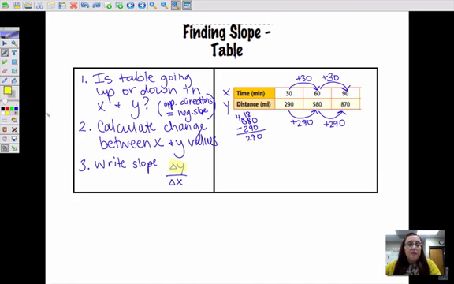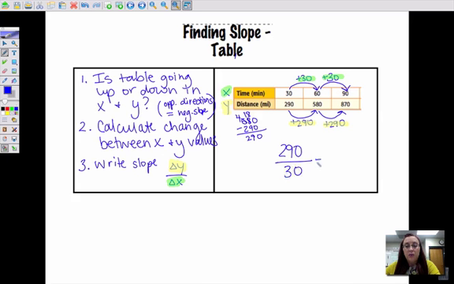And I have to write my fraction upside down from what the table gives me. So I have to actually put the y value adding 290 on top of the fraction for slope. I divide that, the change in y, by the change in x. So I divide 290 by 30.